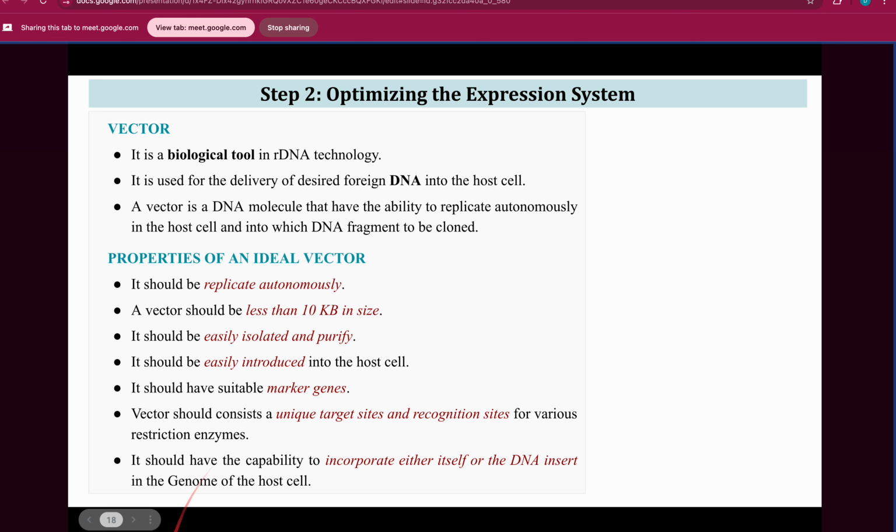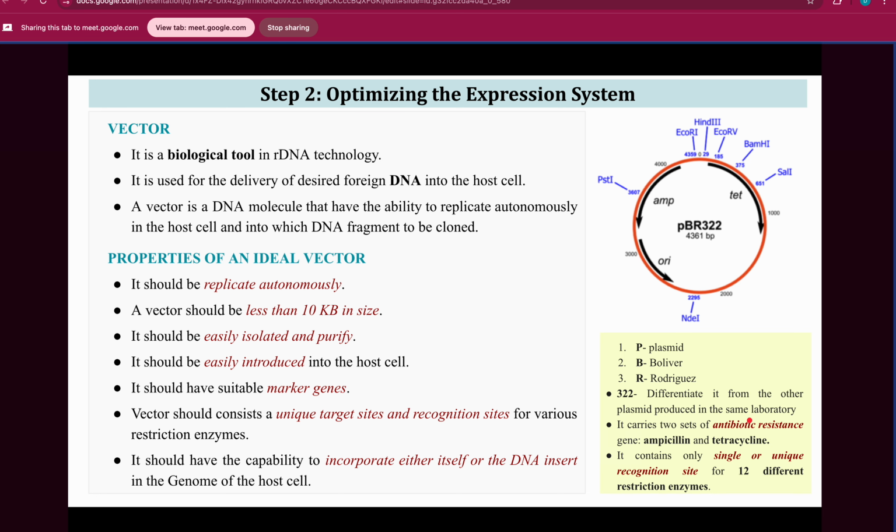Next feature is that it should have the capability to incorporate either itself or the DNA insert into the genome of the host. This is also very important, because if it does not insert the gene of interest into the host cell, then the ultimate aim of the cloning will fail. We want it to clone the gene of interest. So it should be able to incorporate itself into the genome of the host cell.